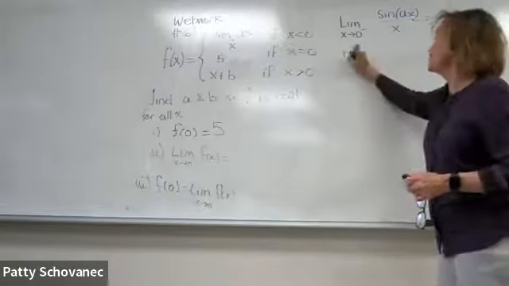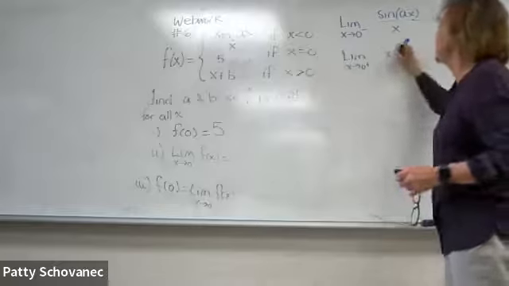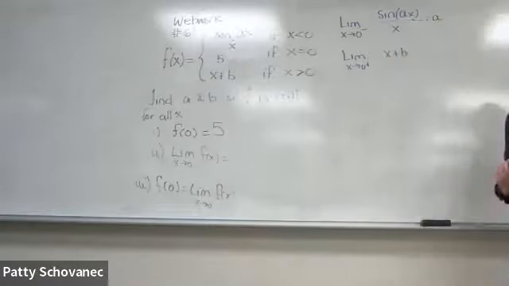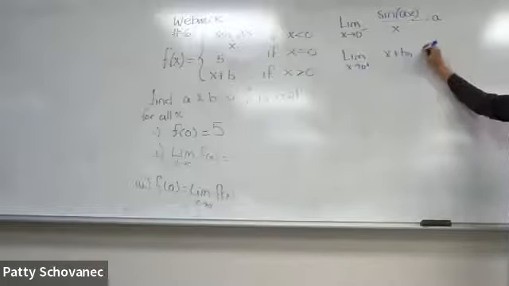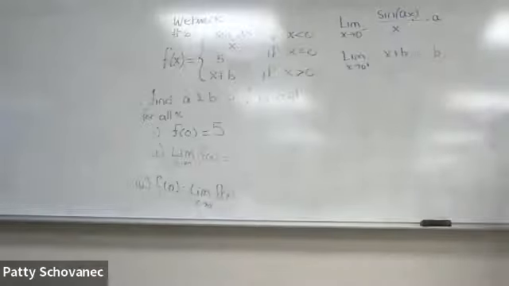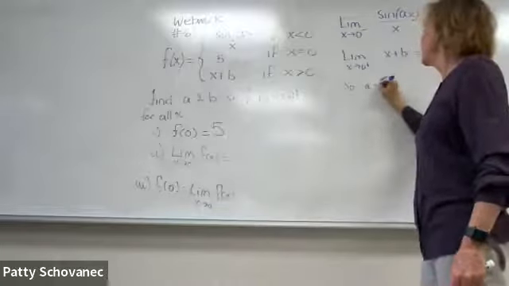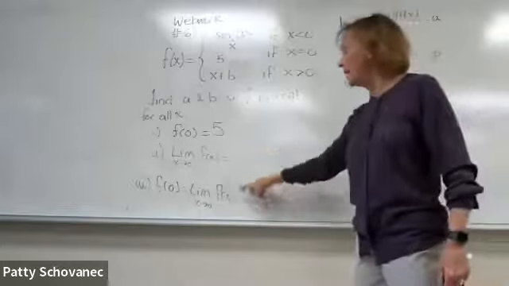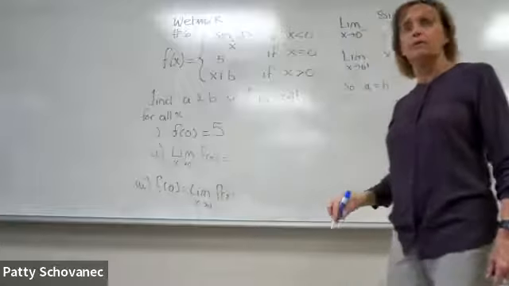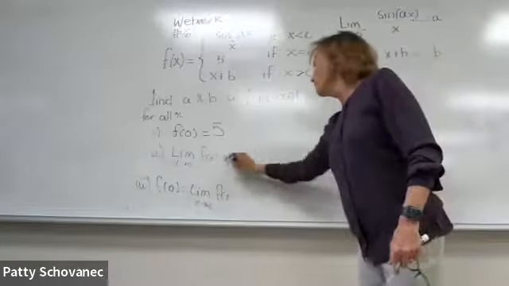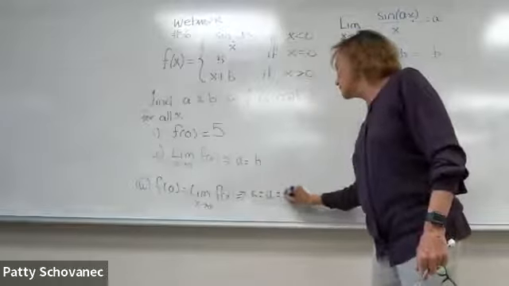Now we take the limit as x goes to 0 from the right. On the right-hand side of 0, we use x plus b. Since that's a linear function, we can take this limit by putting 0 in for x, and we get b. So we need a to equal b in order for this limit to exist. And if a and b are equal, they have to be the value of the function. Take a wild guess what a and b have to be. Both a and b must be 5. And there's our answer.